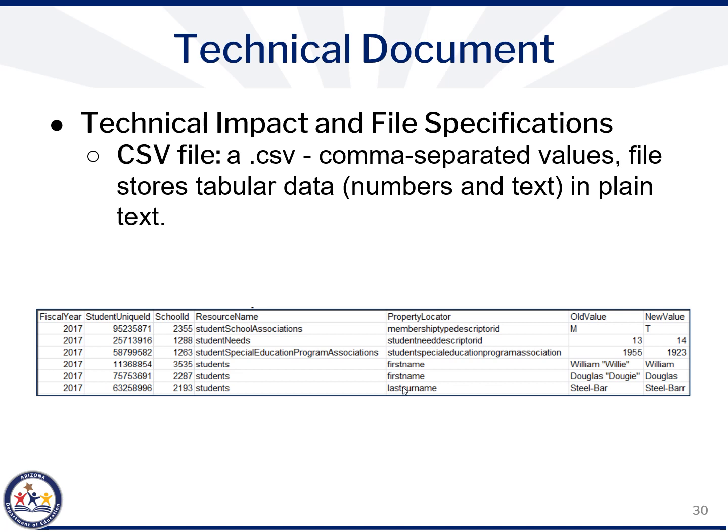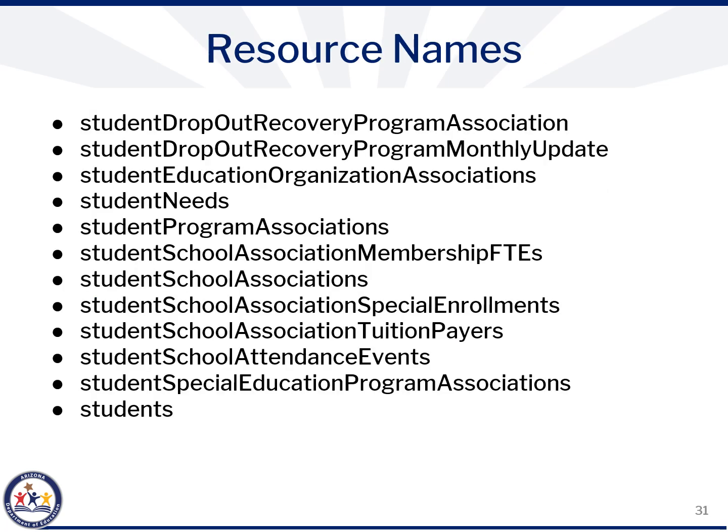It refers to the name of the table that the student data lives in within AZEDS. AZEDS is a database. The database is made up of a series of tables. We refer to those as resource names. The data that you can change in a 915 is the data that is stored in these resources. These resources changed from fiscal year 17 to fiscal year 18. In fiscal year 18 and 19, the resource names remain the same.